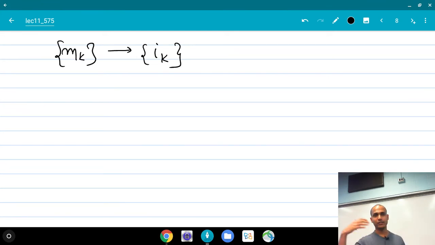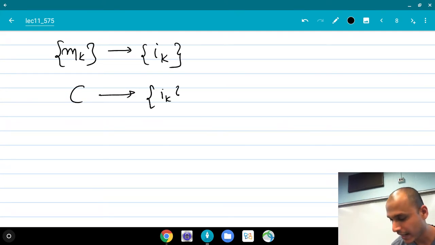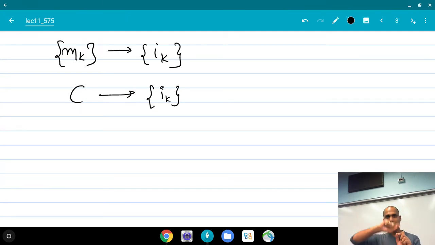There are still going to be two steps. Given cluster assignments, I need to find mk's, right? That was k-means, and given mk's, find cluster assignments. The first step, given cluster assignments, finding mk's, is slightly modified to: given c, find ik's. What are ik's? They're just going to be the index of a representative point from that cluster. It's not going to be the mean of points.